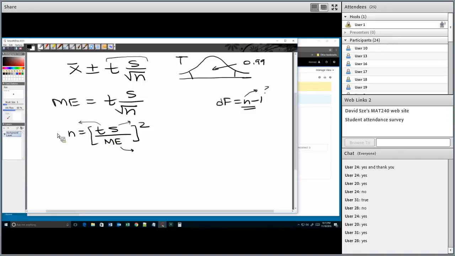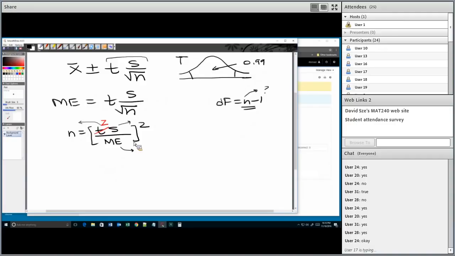So what's the solution for this is very simple. All you do is instead of t, you just use z. So when you're trying to find your n, just use z because z does not involve degrees of freedom. You don't need to know degrees of freedom for z. That's all you need to do to get to n. Okay? But essentially, this is what you have to do.